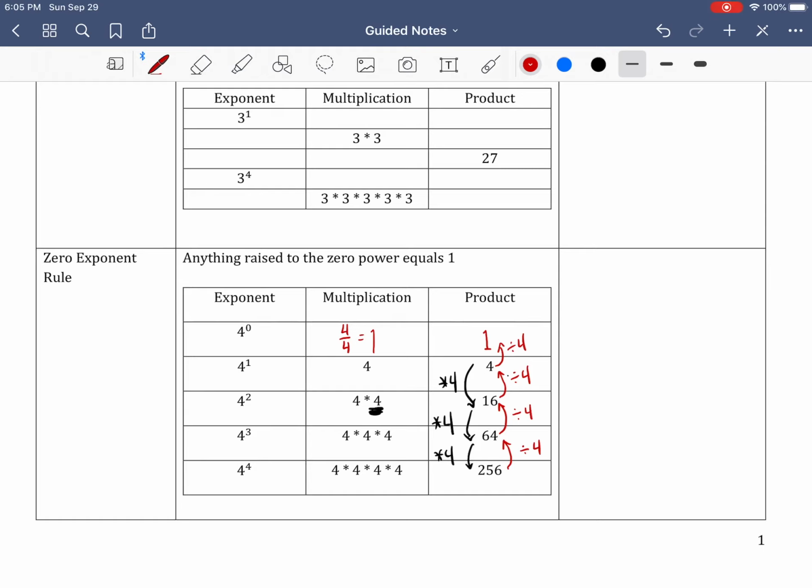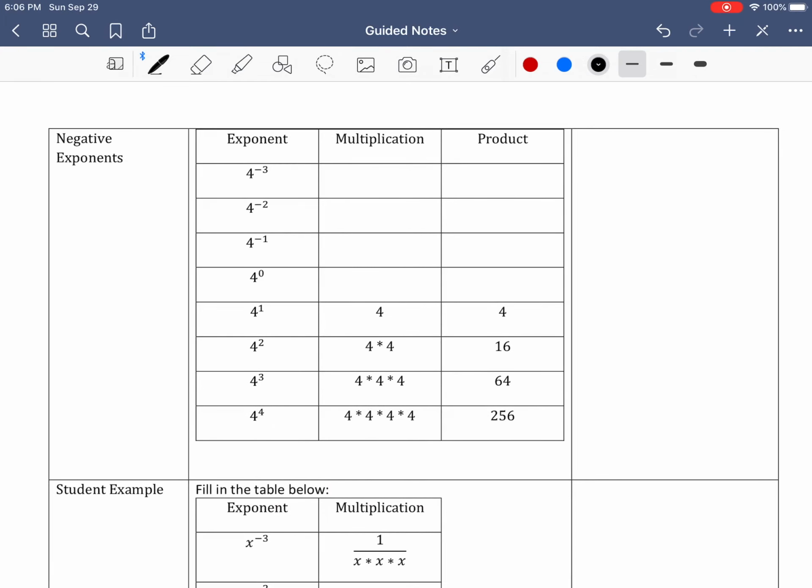And that's the case for any base. So if we had x to the 0th power, that would equal 1. We would have 1,000 to the 0th power, that would equal 1. You could have 12 to the 0th power, that would equal 1. You could have negative 3 to the 0th power, that would still equal 1. And this is a really powerful and a really important rule to keep in mind.